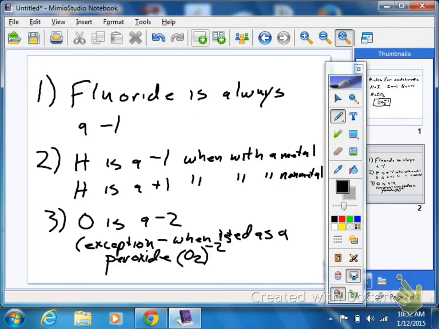So if we have H2O2, now we just got done looking at hydrogen. We said hydrogen is going to be a +1 when it's hooked to a non-metal. So the overall charge for hydrogen is a +2, and so oxygen O2 needs to be a -2 total charge, meaning each oxygen's a -1.